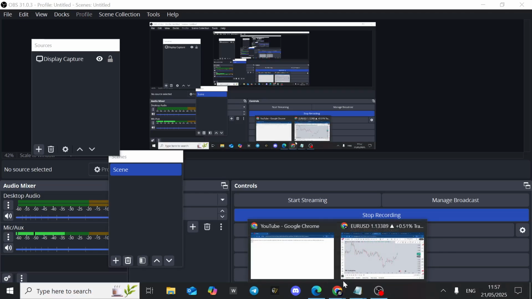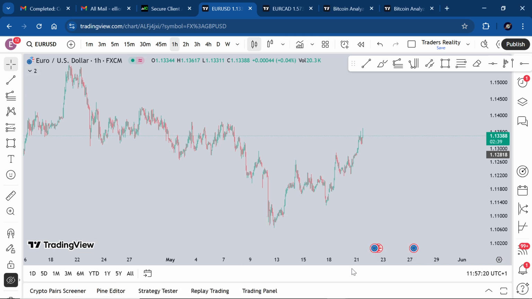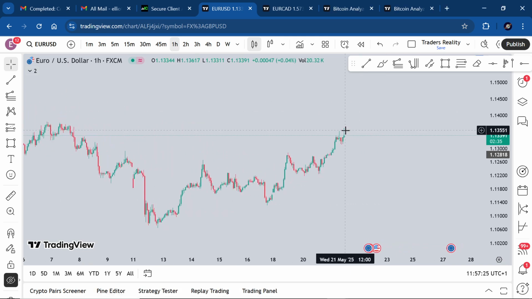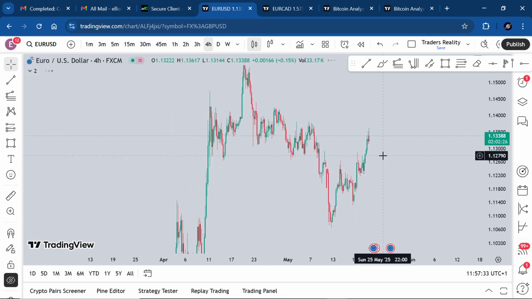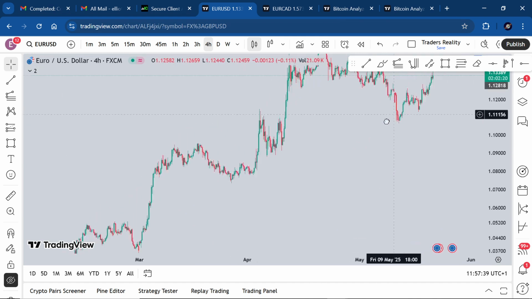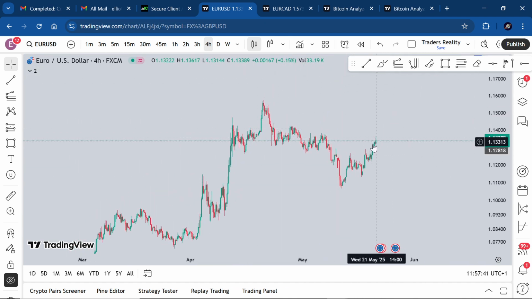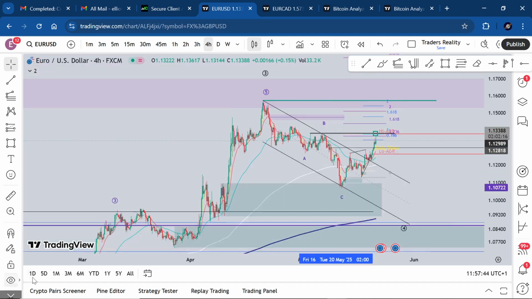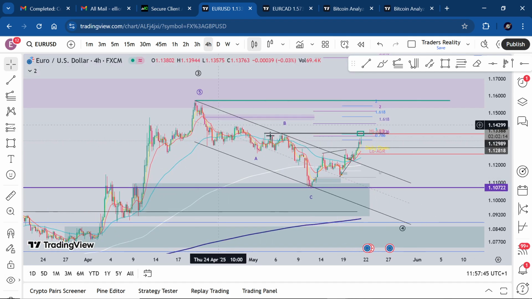Going to get an analysis on all the USD major pairs: EURUSD, GBPUSD, NZDUSD, and AUDUSD. Now, looking at EURUSD, we did say yesterday, I did a detailed video, basically saying that all of them should go up. They've all gone up. Now we'll break down what has happened over here.